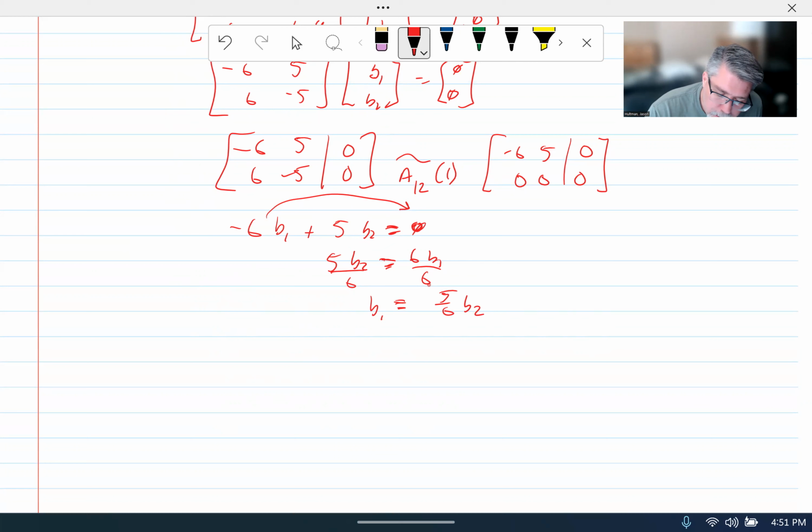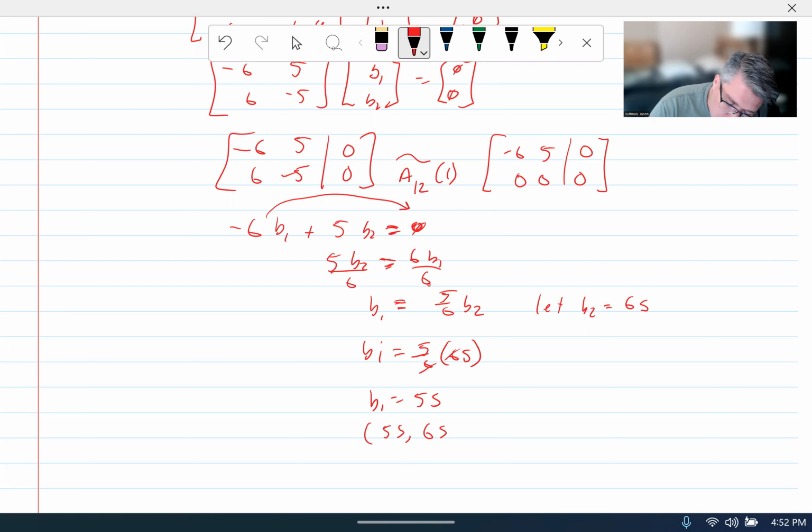But what if I let B2 equal 6s then? Since we used R's on the last eigenvalue, let's use S's here. Well, that would mean that B1 would be equal to 5/6 times 6s, and the 6's would cancel, that's why I use 6 here, and I would get 5s. So B1 is 5s and B2 is 6s. So I get 5s, 6s.